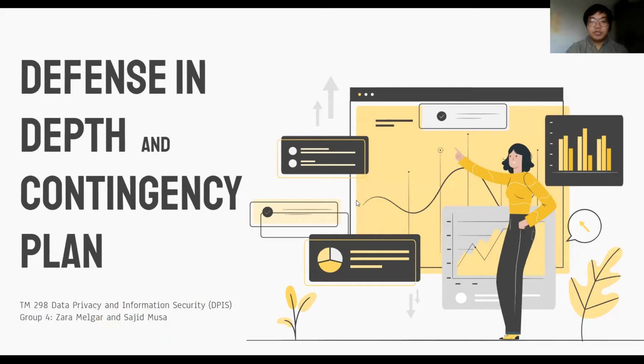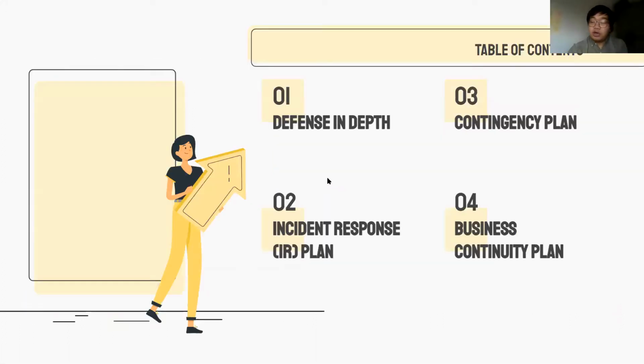Good day, everyone. So for this session, Group 4 will be discussing defense in depth and contingency plan. So we are to cover four main topics in this session. The first part would be on defense in depth, and then incident response plan to be followed with contingency plan and business continuity plan. All right.